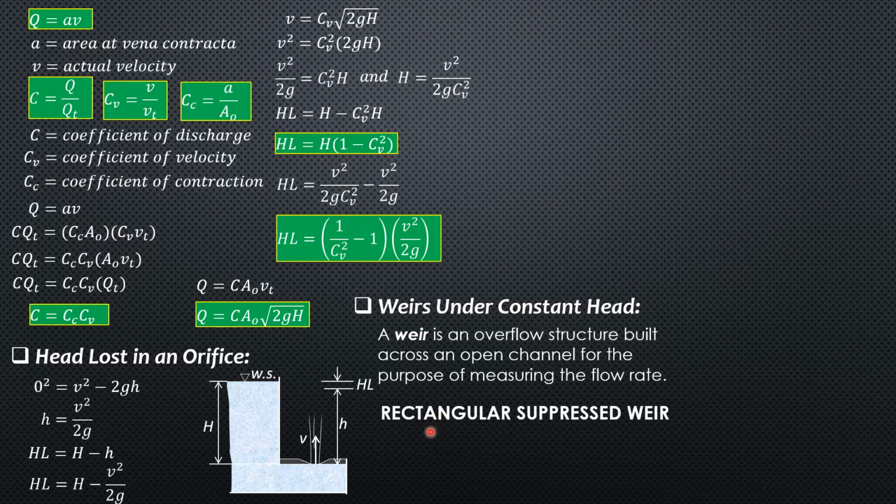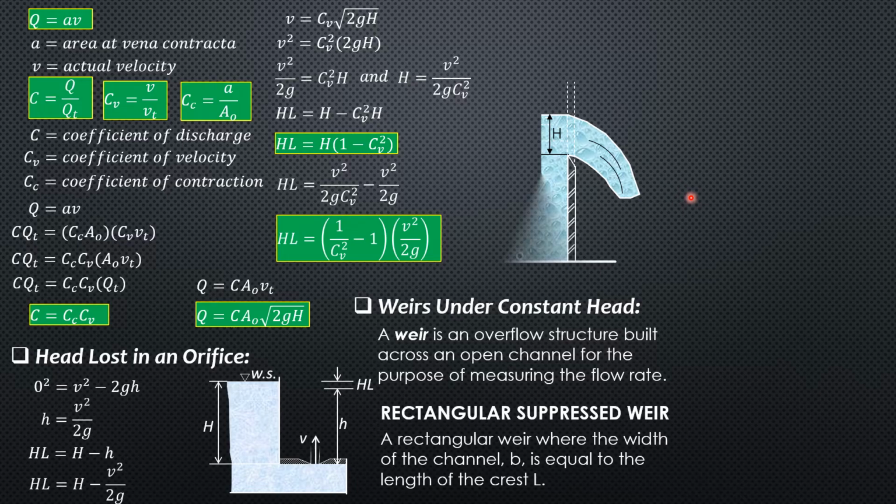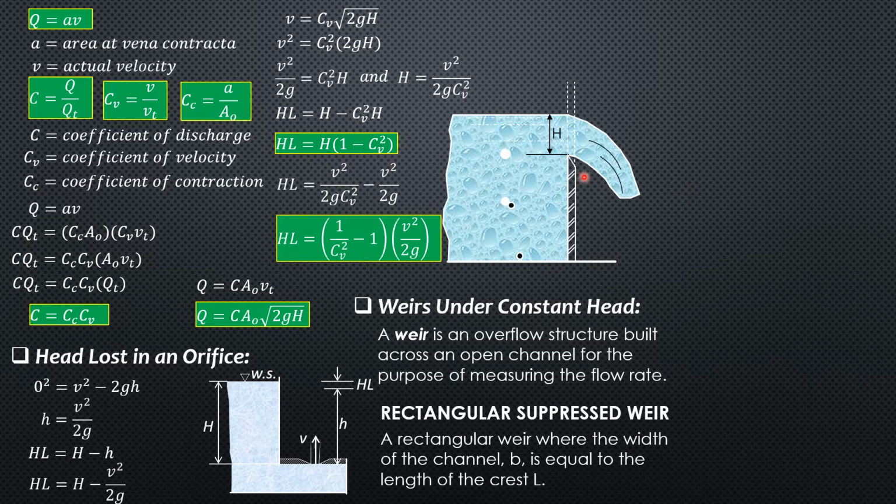We also have the rectangular suppressed weir. A rectangular suppressed weir is a rectangular weir where the width of the channel is equal to the length of the crest of the weir. The width of the channel is denoted by small letter b, while the length of the crest is denoted by L.